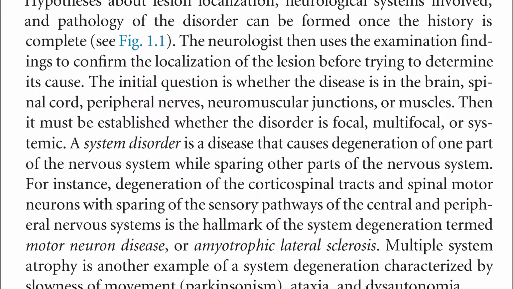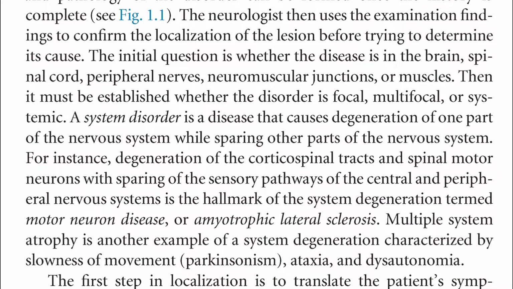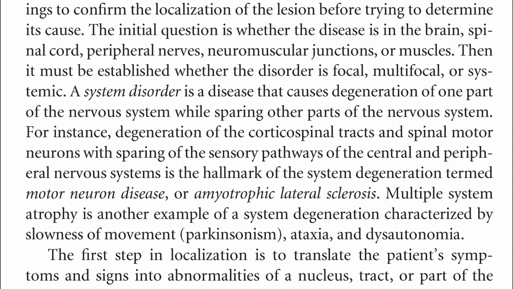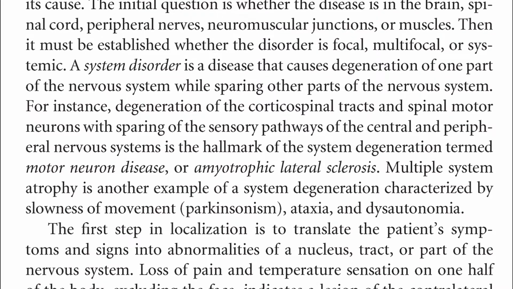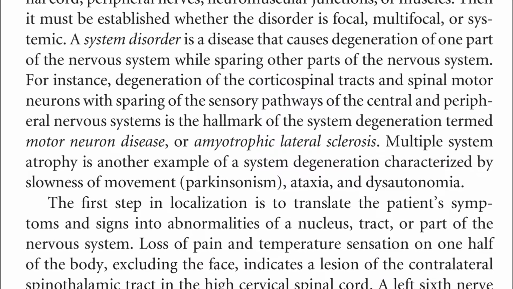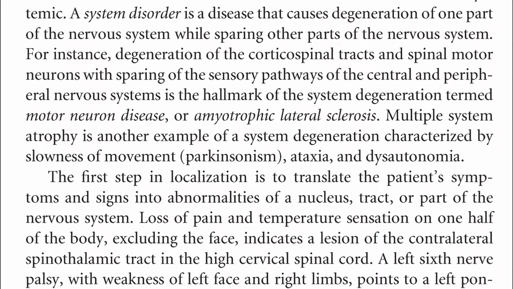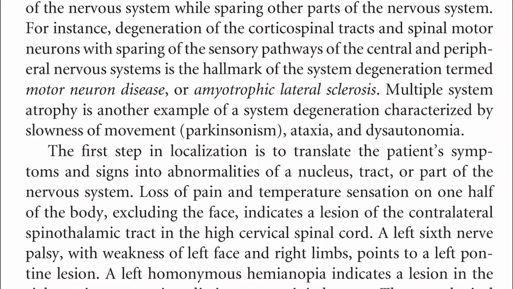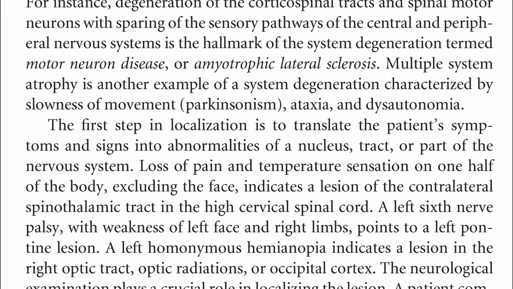A system disorder is a disease that causes degeneration of one part of the nervous system while sparing other parts of the nervous system. For instance, degeneration of the corticospinal tracts and spinal motor neurons with sparing of the sensory pathways of the central and peripheral nervous systems is the hallmark of the system degeneration termed motor neuron disease, or amyotrophic lateral sclerosis. Multiple system atrophy is another example of a system degeneration characterized by slowness of movement, Parkinsonism, ataxia, and dysautonomia. The first step in localization is to translate the patient's symptoms and signs into abnormalities of a nucleus, tract, or part of the nervous system.